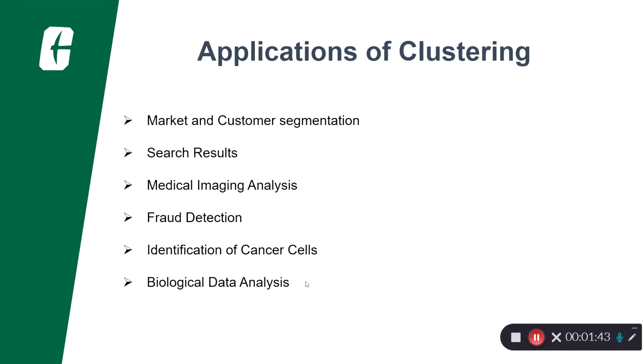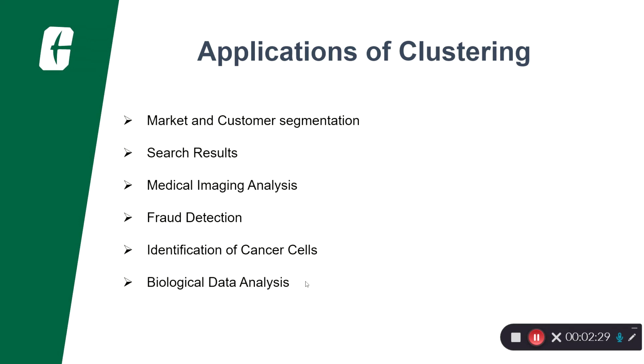Now coming to the applications of clustering. Clustering is mainly used in market and customer segmentation. Market segmentation is the process of splitting the target market into smaller and more defined categories, so companies can target a group of audience based on the characteristics of each audience. Another application is search results. When you search for a particular topic in Google, all the similar results which were searched before will be grouped together and displayed to the user.